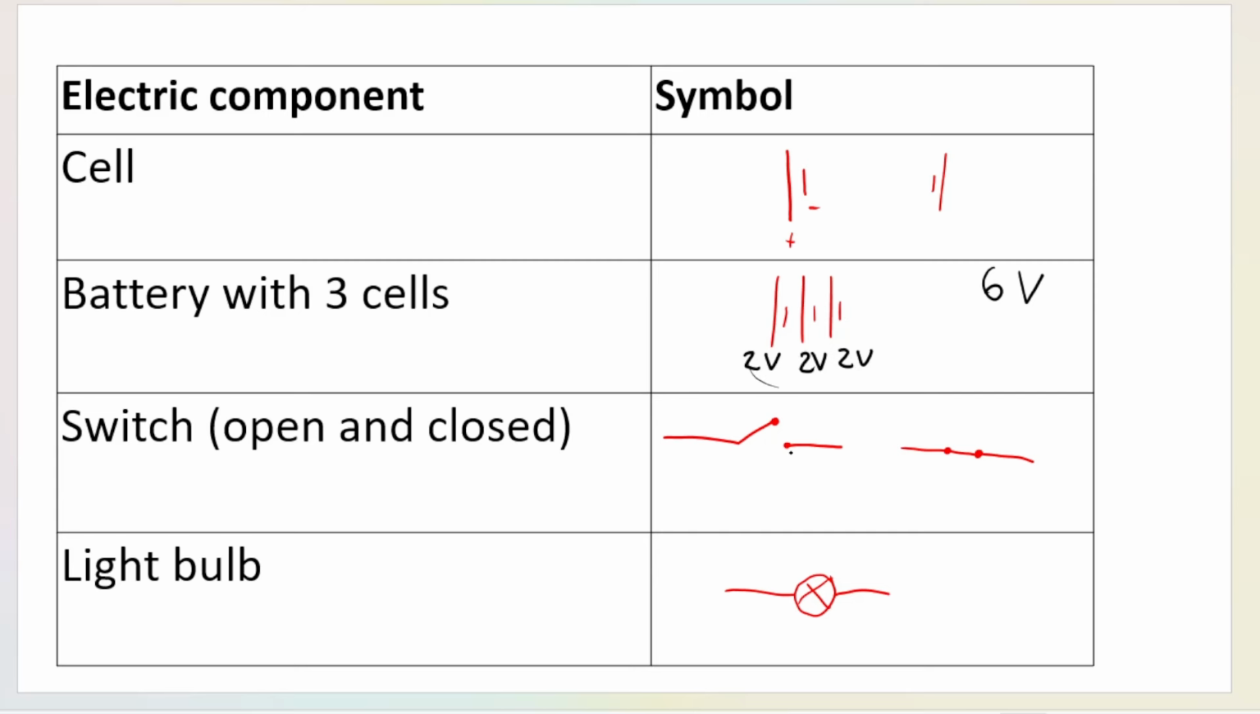You need to understand that this is an open switch and a closed switch. Remember, the switch must be closed in order for the current to flow and the circuit to function. This is how we draw a light bulb. There's more than one way often to represent a light bulb or resistor. This is generally what we use. So a light bulb looks like that, a circle with a cross in it.